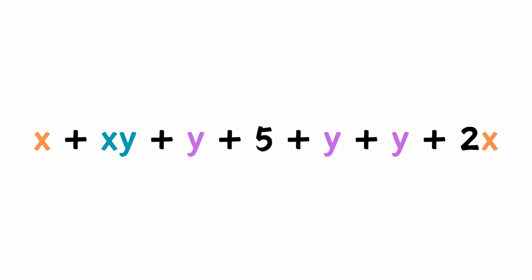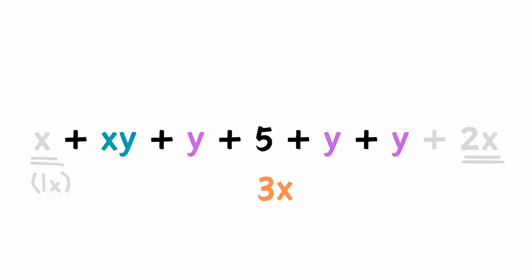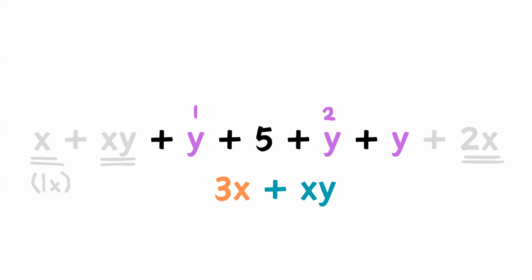If we look for x, we find that we have x and 2x. Since x does not have a coefficient, it's the same as writing 1x, since it's implied that there's only one of them. So we are adding 1x to 2x's, which gives us 3x's. Okay, now let's solve for xy. We find that there's only one of them, so we can keep it as it is. Next, let's group the y's together. We find that we have y, y, and y. We have 3 y's, so we can write 3 as our coefficient.